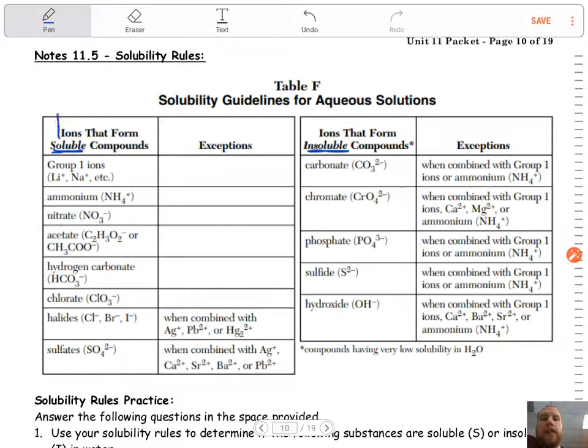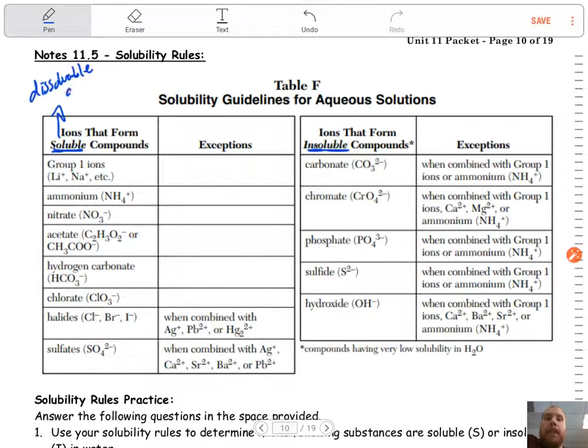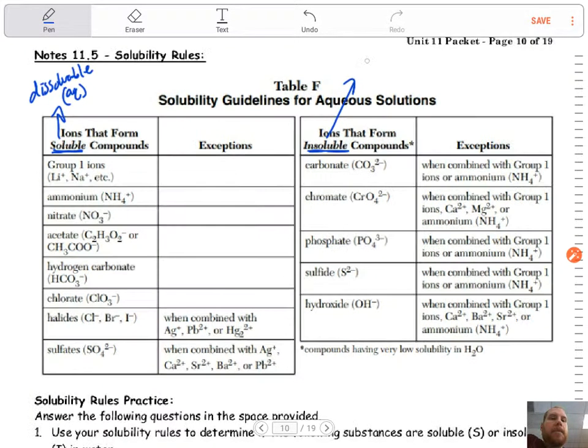Soluble means dissolvable. In terms of a state of matter, that means it's going to be aqueous. It's going to dissolve in water, which is what aqueous means, so it's going to form a solution. Insoluble then is the opposite. That means it's not dissolvable.